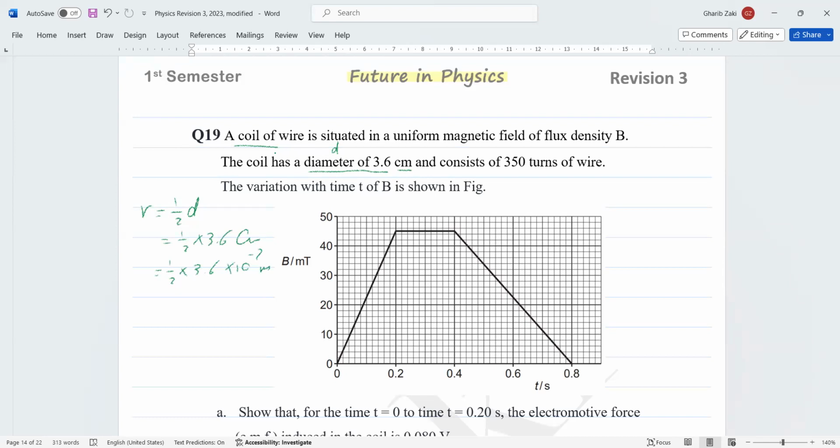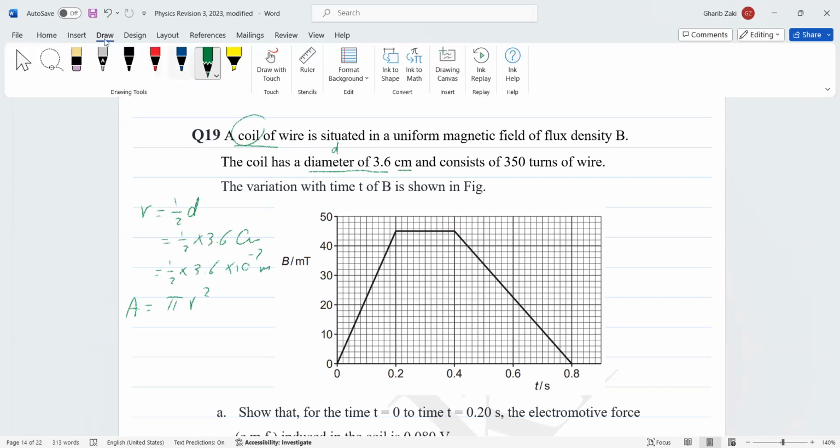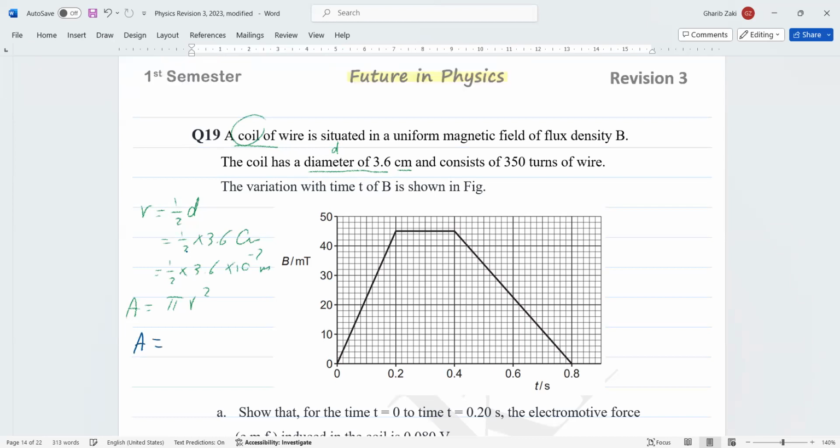And then we can get the area. The area is πr squared because they said coil. By calculation, the area now is 1.02 multiplied by 10 to the power negative 3 meter squared. It consists of 350 turns, so this is N. The variation with time t is given.